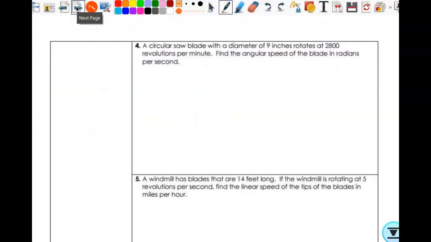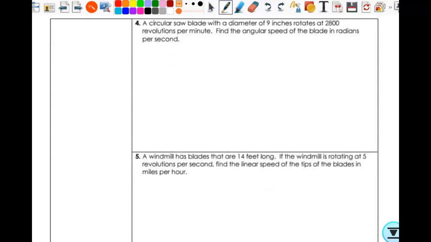All right, so now we have a circular saw blade with a diameter of 9 inches. So if the diameter is 9 inches, then my radius is 9/2 inches. It rotates at 2,800 revolutions per minute. Find the angular speed in radians per second. So your angular speed is theta over t. We could go find theta separately and then put it in there, but really it's fine to do it all at once here.